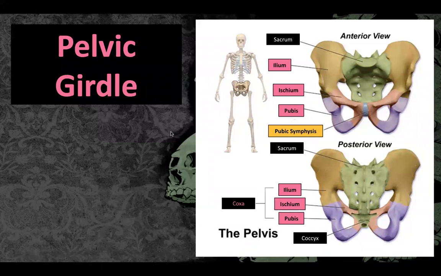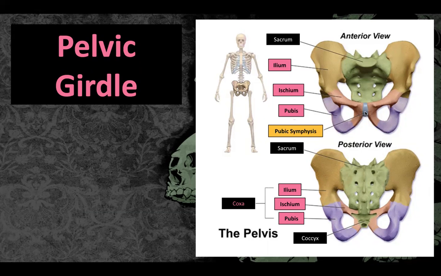So now let's talk about the lower limb and the pelvic girdle. So we have 2 bones. We have the coxa here and then the coxa here. They both articulate posteriorly with the sacrum to make the pelvic bowl. In the front, we have a fusion, so a joint between the 2 coxa bones called the pubic symphysis.